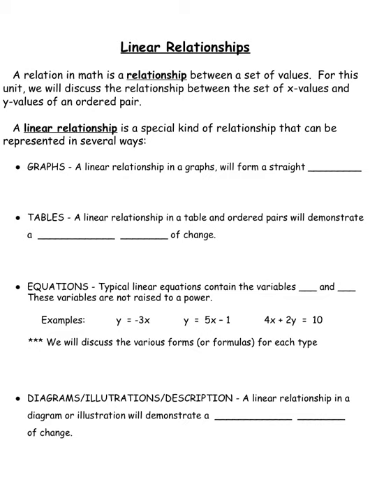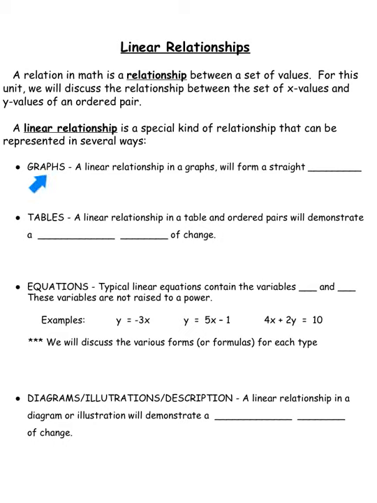So let's get started. A relation in math is a relationship between a set of values, and relationship means a connection of some kind. For this unit, we will discuss the relationship between the set of x values and y values of an ordered pair. So this relationship is how our x values and y values connect in some way. A linear relationship is a special kind of relationship that can be represented in several ways.